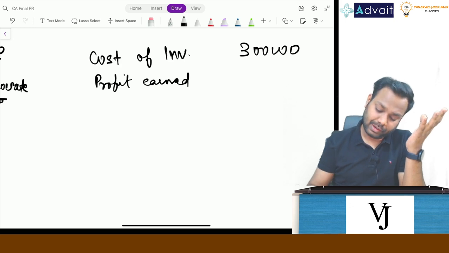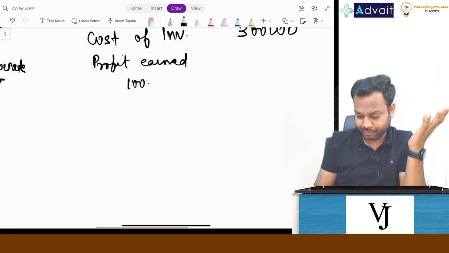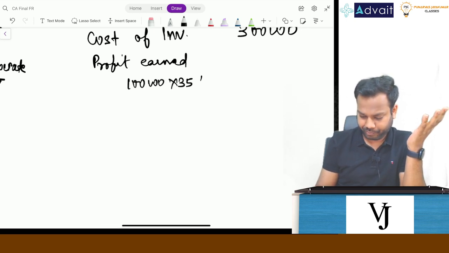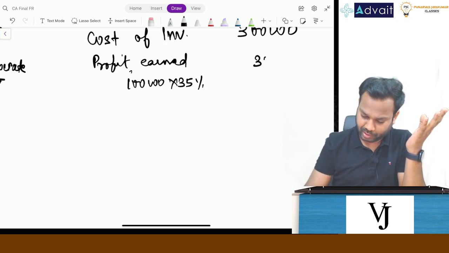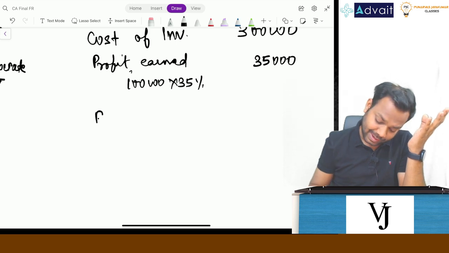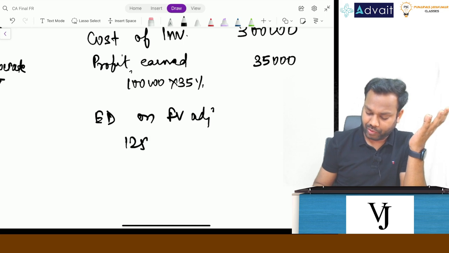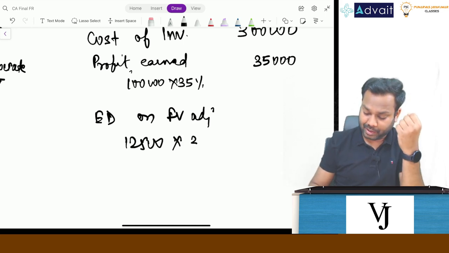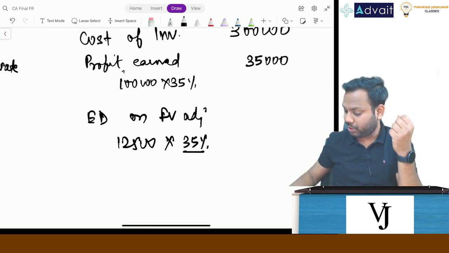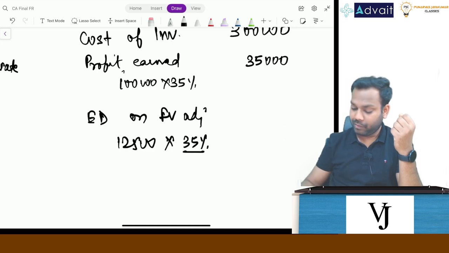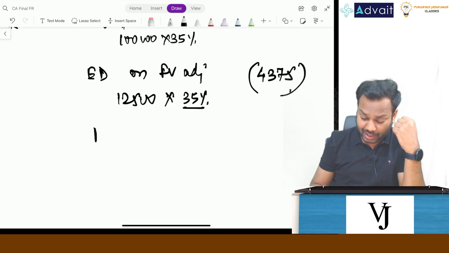Now, further, what is the profit earned by the associate during the year? 1 lakh, right? And what is our interest? 35%, right? So 1 lakh multiplied by 35% is 35,000. Now, excess depreciation on fair value adjustment was how much? 12,500, multiplied by 35%. Why 35%? Because our share is 35%, right? So 12,500 multiplied by 0.35 is 4,375.